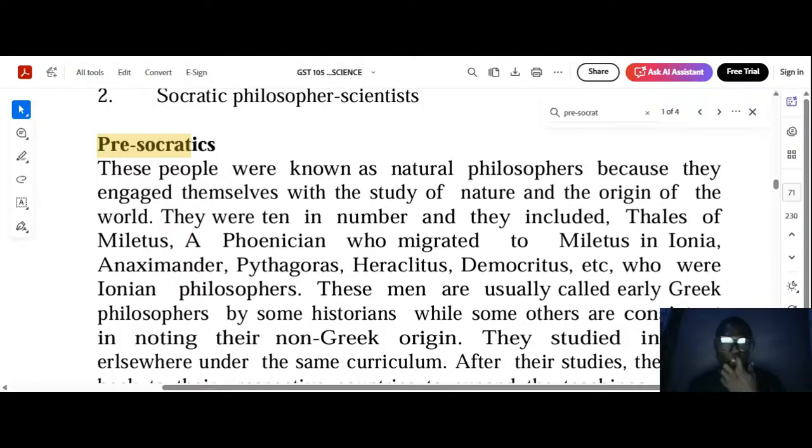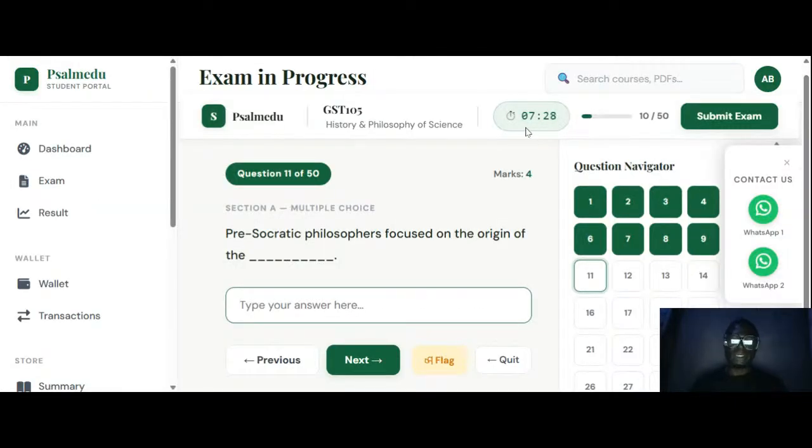All right, pre-Socratics. These people were known as natural philosophers because they engaged themselves with the study of nature and the origin of the world. The origin of the world. I think that is what we are looking for. So we don't need to read more. Let's just go back to our mock site and write the correct answer, which is the origin of the world. Thank you, Thomas Sariki. That's correct. So I think we are good to go.